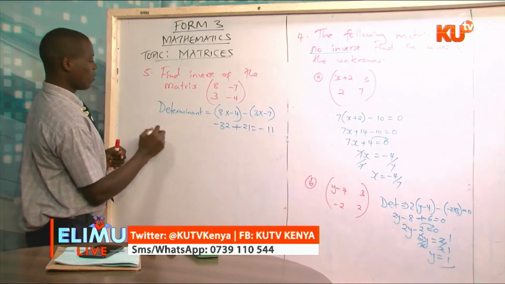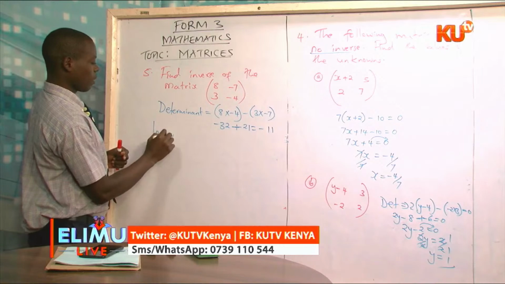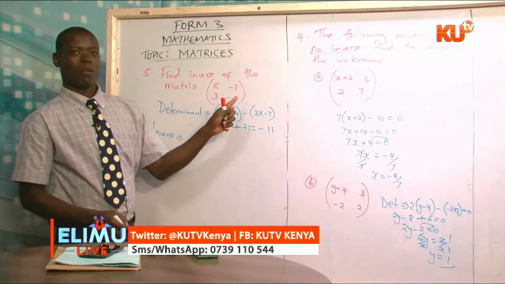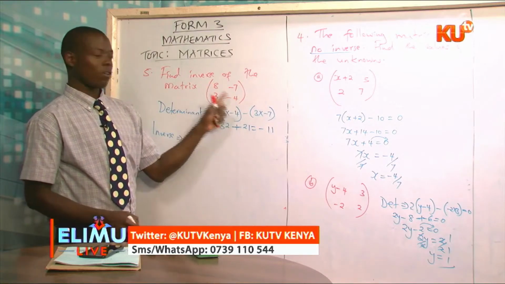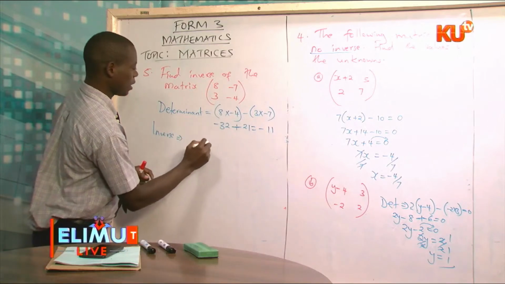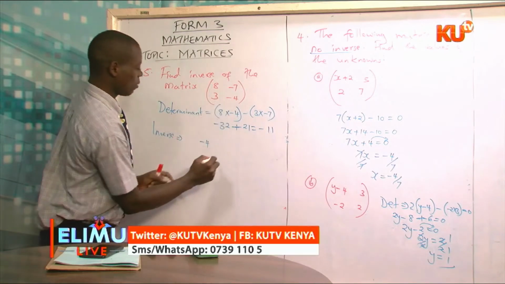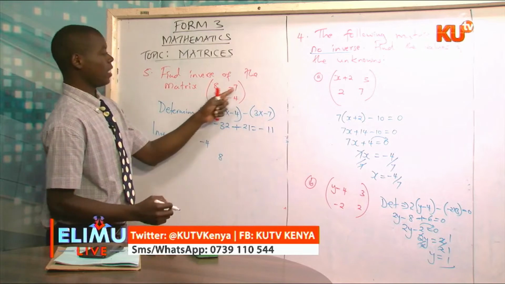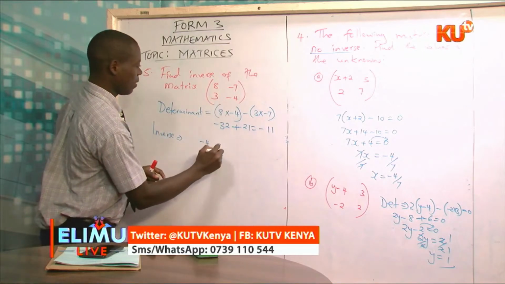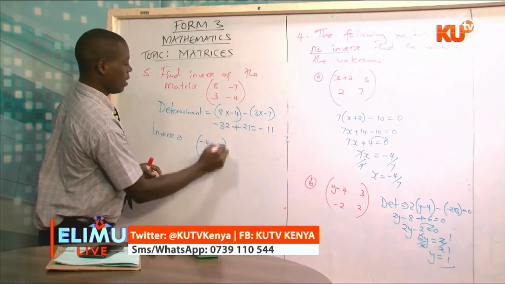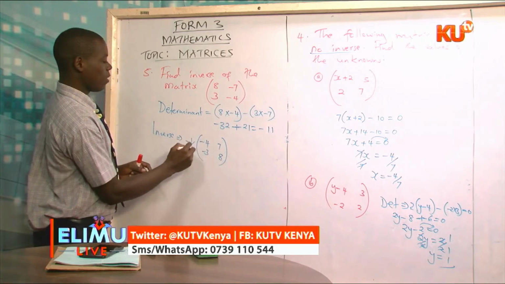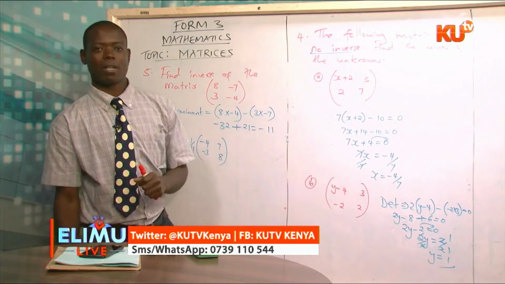Then we get to the inverse. With the inverse, we are saying we interchange the elements of the leading diagonal. So negative 4 takes that position, 8 takes where there is negative 4. Change the signs. So that is 7, negative 3. And then multiply by negative 1 over 11, or negative 1 over the determinant.